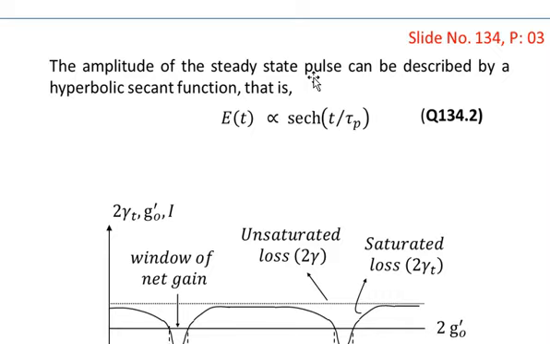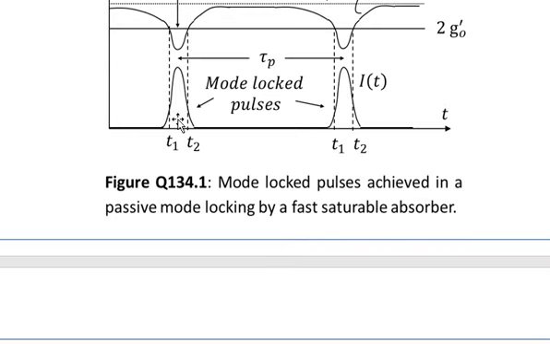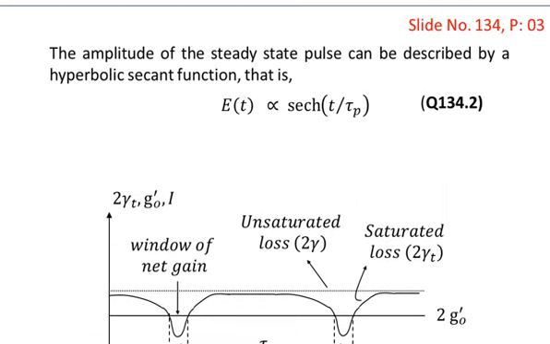The amplitude of the steady state pulse can be described by a hyperbolic secant function, that is, E as a function of time is the amplitude of these laser pulses. The amplitude of these laser pulses has been defined by the secant hyperbolic function, and the argument of the function is t over tau p, where tau p is the pulse repetition time.